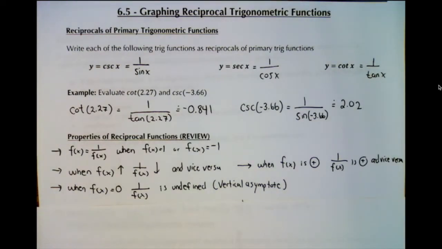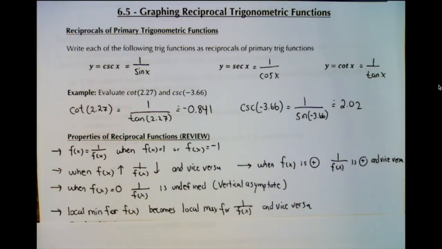And finally, if you have a local minimum or a local maximum or an absolute minimum or an absolute maximum on a graph of an original function, it's going to become the opposite for the reciprocal. So for example, a local min for the original function will become a local max for the reciprocal. A local maximum will become a local minimum. An absolute maximum will become a local minimum, potentially an absolute minimum, but at least in that domain it will be a minimum. So minimums become maximums, maximums become minimums in that little area of the graph wherever the graph exists. And vice versa. Oh no, I already kind of said that.